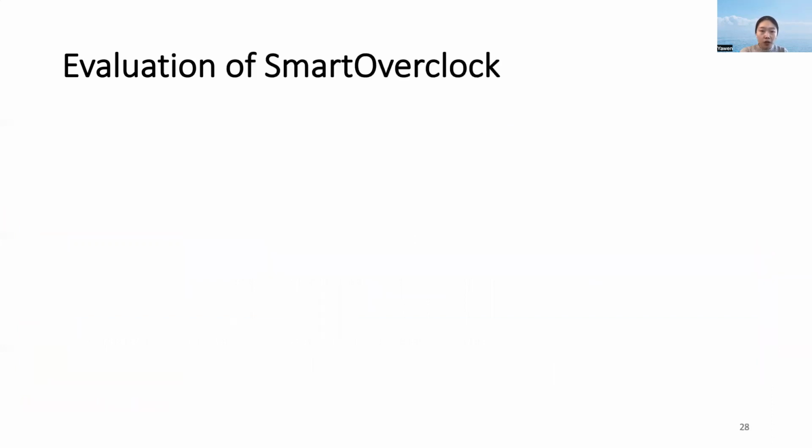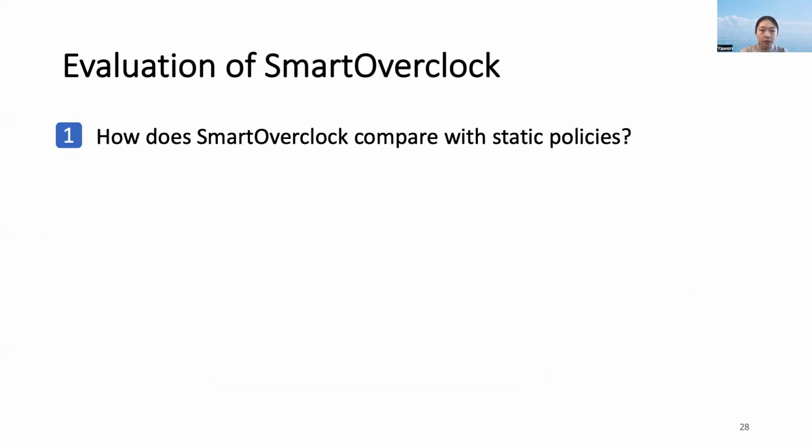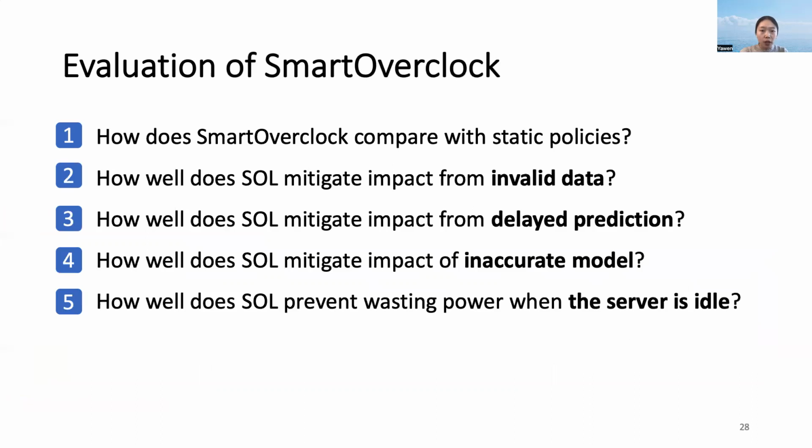To evaluate SmartOverclock, we try to answer the following questions. First, how does SmartOverclock compare with other static policies? And after establishing the usefulness of on-node learning, we try to answer the following questions on how effective SOL is in mitigating impact from various issues that could occur in production, including invalid data, delayed prediction, inaccurate model, and idle server.